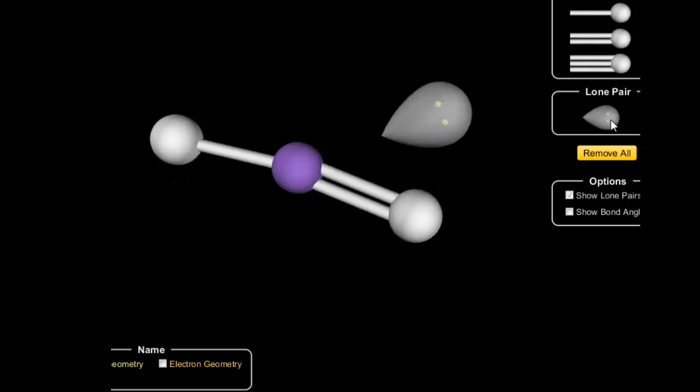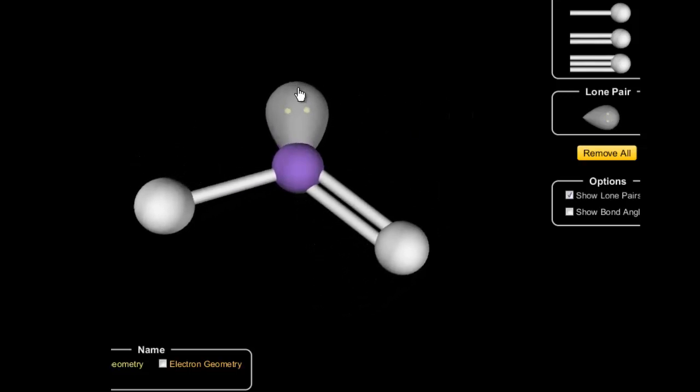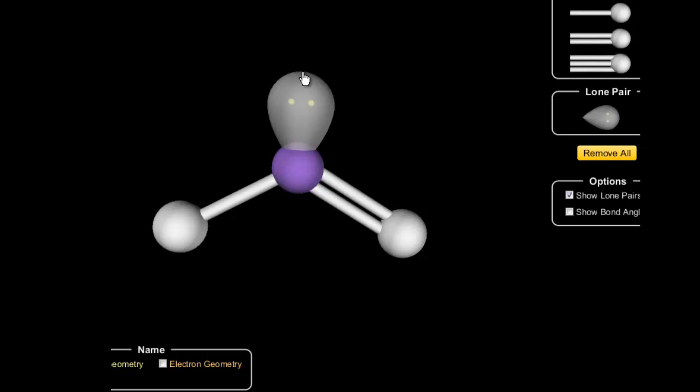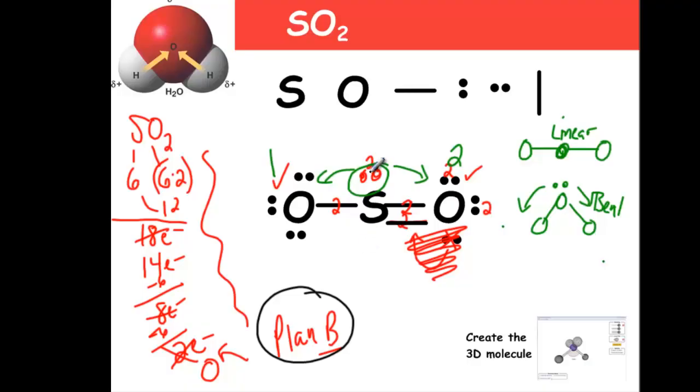Without it, with it. So when you are deciding, is it linear, straight line, or is it bent, you're always looking for these electrons, and they should be on your drawing. And in our drawing, they're right there. So that causes the oxygens to bend down. So that's what you're looking for. That's a big difference between linear and bent.